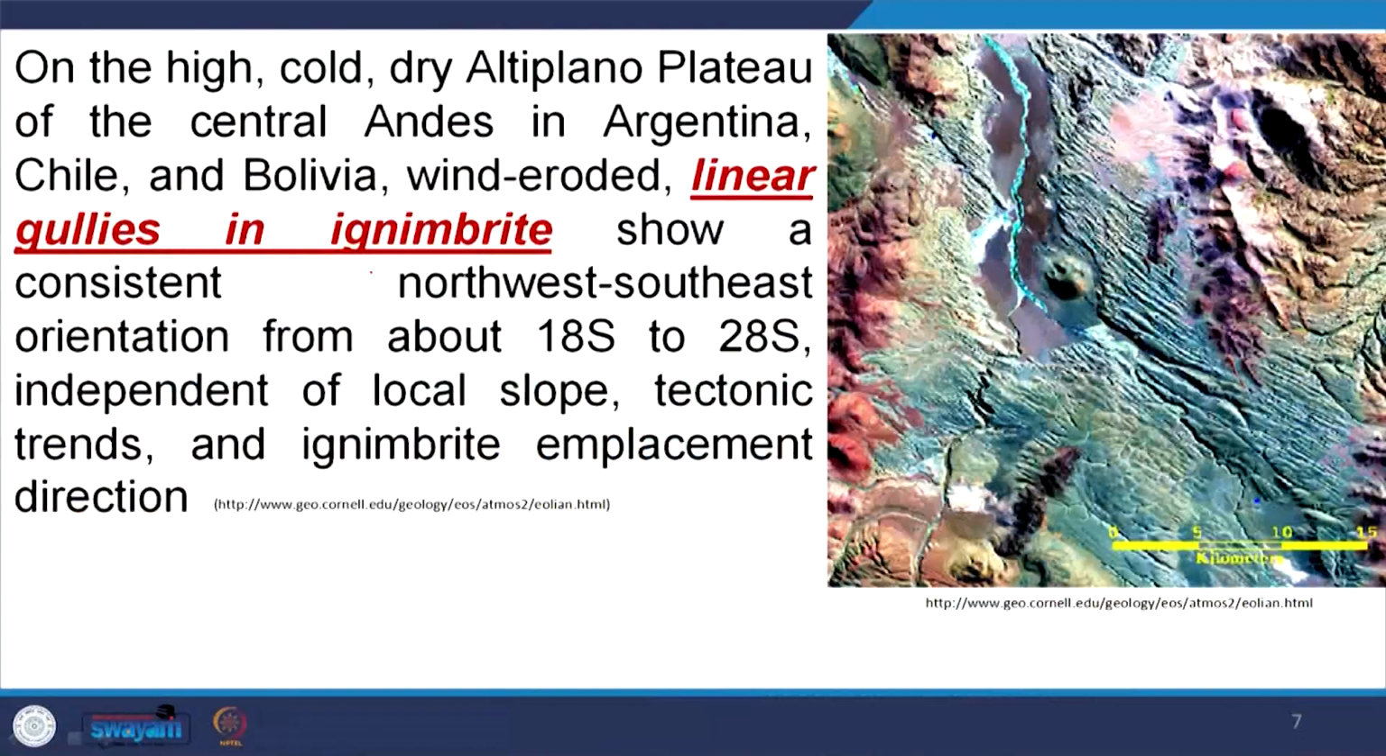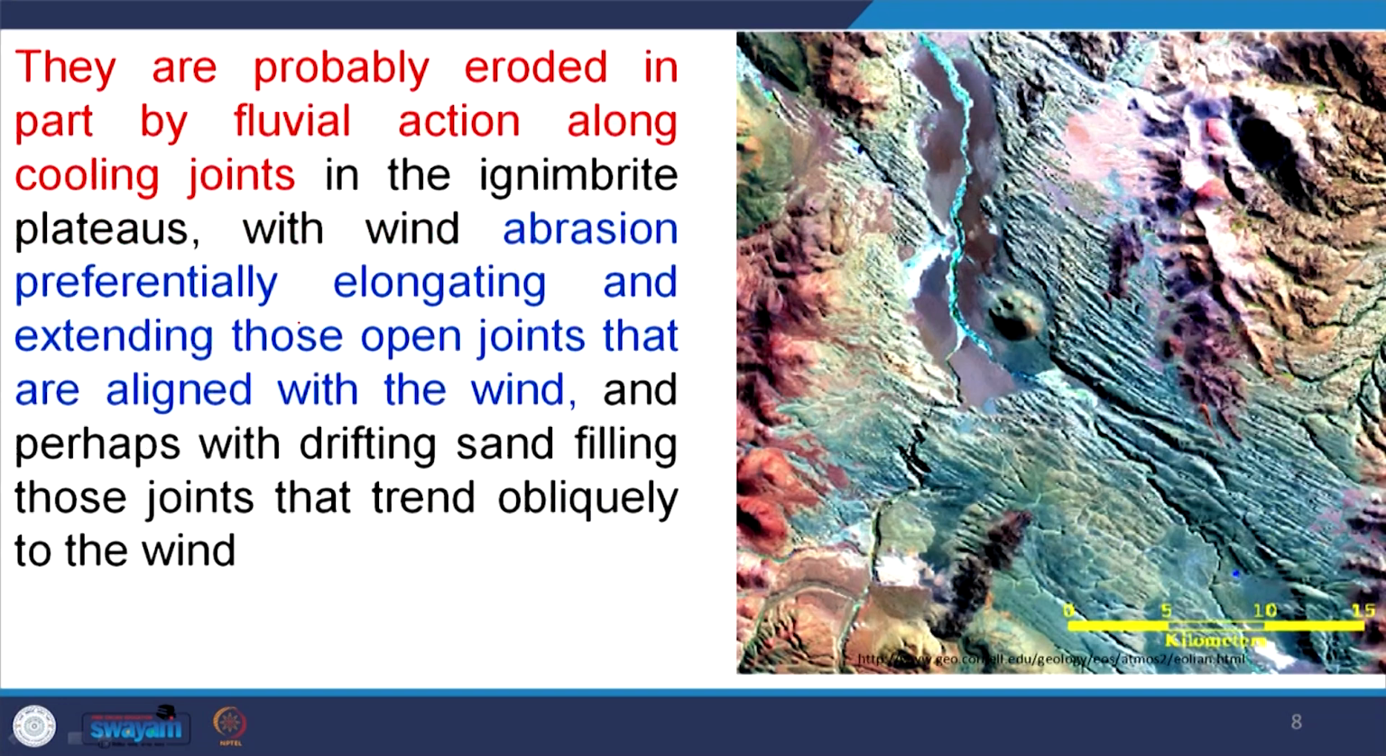So, here on the high, cold, arid, dry alpine plateau of the central Andes of Argentina, Chile and Bolivia, wind eroded linear gullies in ignimbrite, with a consistent northwest-southeast orientation from about 18 degrees south to 28 degrees south, independent of local slope, tectonic trends and ignimbrite emplacement directions. That is why it is believed these are the grooves or gullies which were formed by fluvial action first and later modified by wind action.